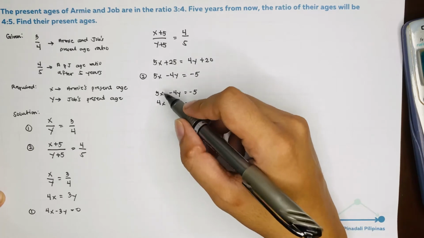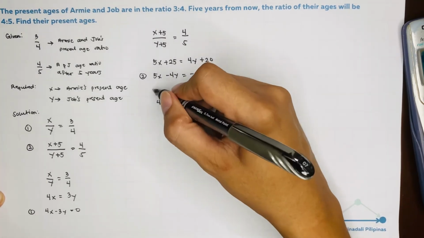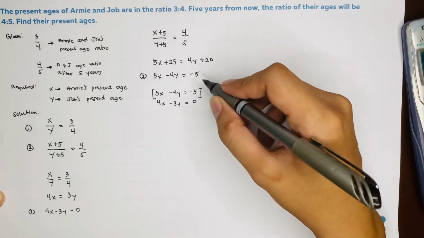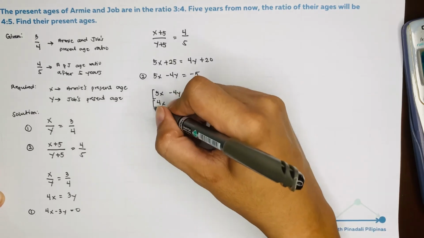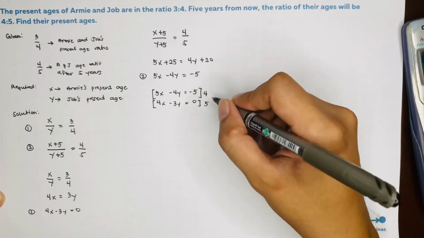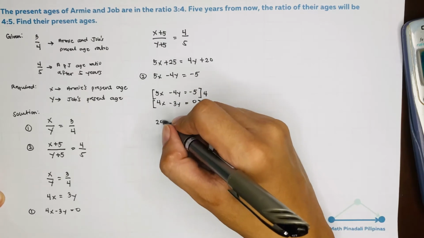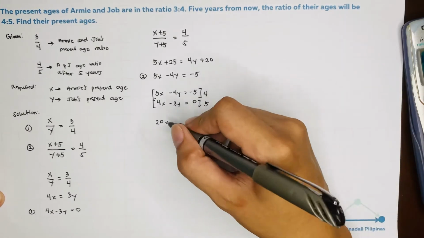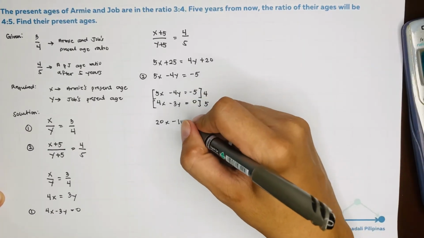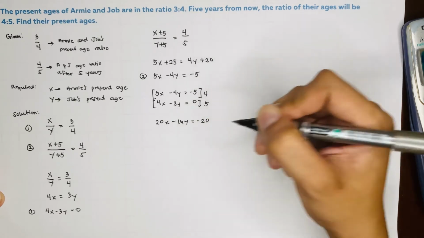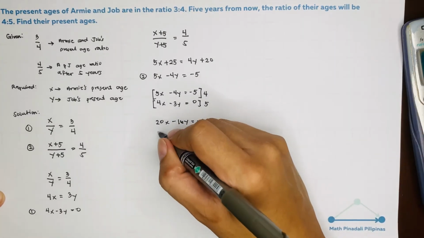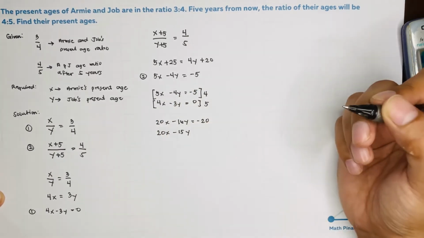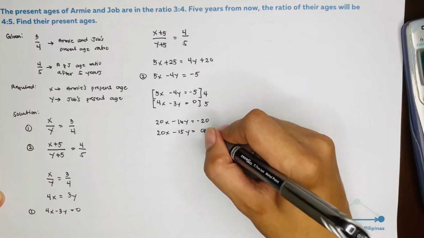To make that possible, let's make this 20x. Next one, we have 20x also. So multiply this by 4. We multiply this by 5. So simplifying, 4 times 5x, we have 20x, minus 16y is equal to negative 20. Okay? Then we have 20x, 5 times 4x, minus 15y is equal to 0.